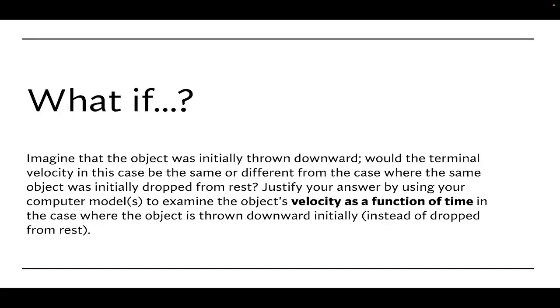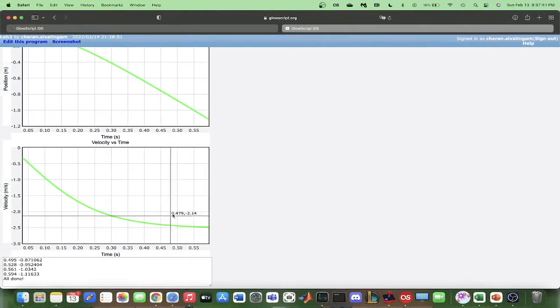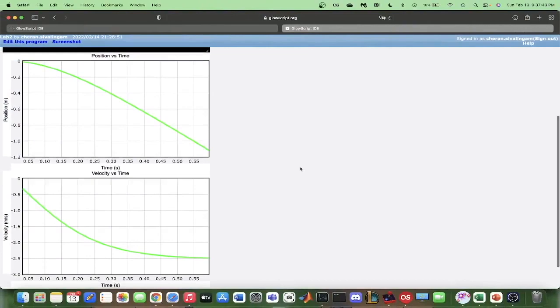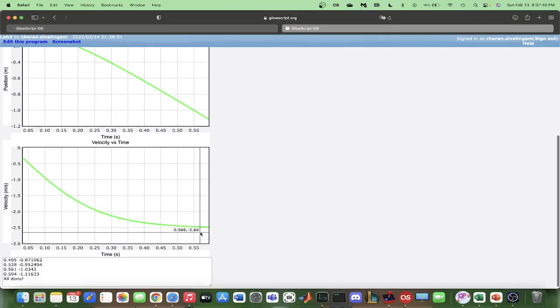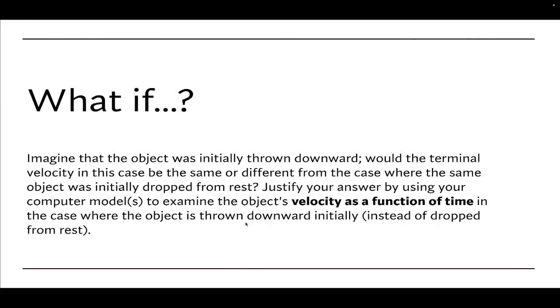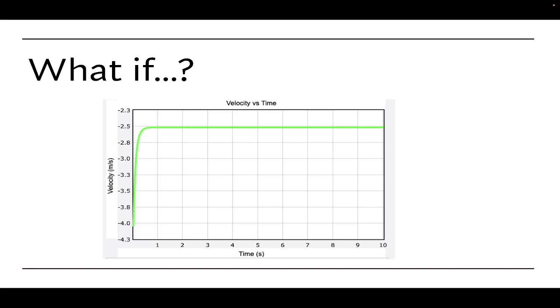So what if? In our Model 2, we can see here we started with no initial velocity, and we reached a terminal velocity of around negative 2.5 meters per second. Now, if we look at a model that I ran already with the same model of Model 2, except with an initial velocity of around negative 4 meters per second, we see that the starting position is different, but the actual end result motion ends up being exactly the same at negative 2.5 meters per second.